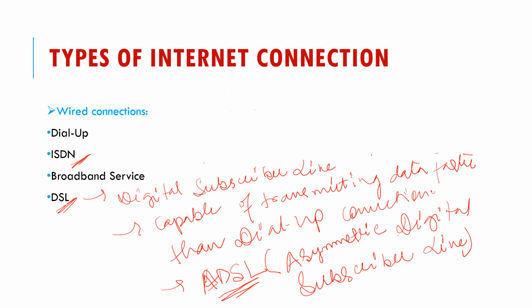ISDN, Integrated Service Digital Network. Then DSL, Digital Subscriber Line. ADSL, Asymmetric Digital Subscriber Line.